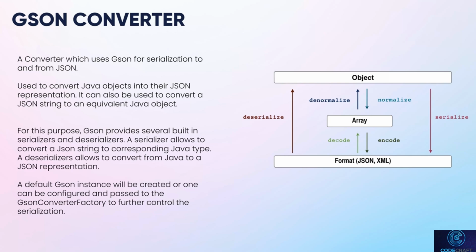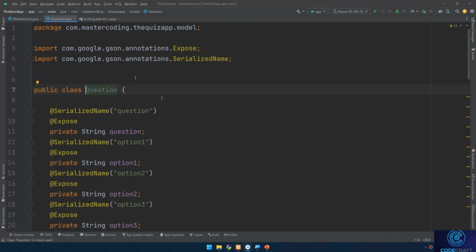JSON provides several built-in serializers and deserializers. A serializer allows you to convert a JSON string to the corresponding Java type. A deserializer allows you to convert from Java to a JSON representation. We're going to serialize at first because we need to get the response from the JSON into Kotlin or Java objects. Back to our question model class.